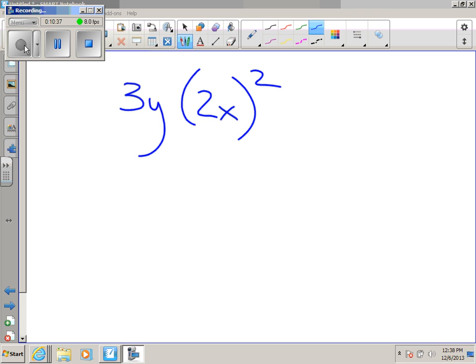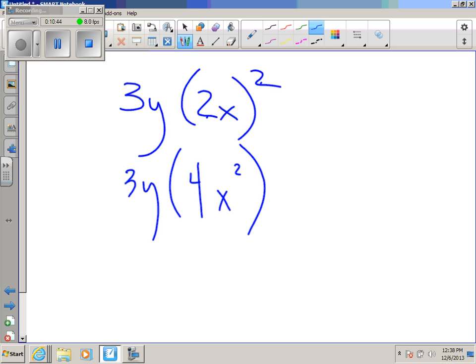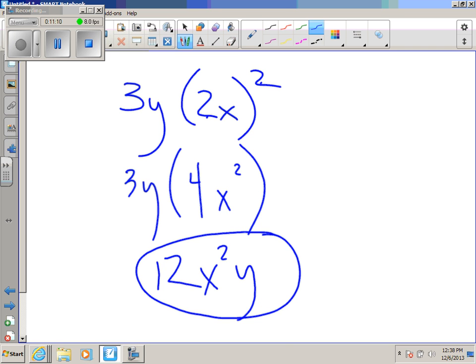Exponents. 2 squared is what? 4 and x squared. Now I'm putting them in parentheses just to kind of separate them so you see what's going on. Now what are we doing? They're right next to each other. Multiplying. Okay? So 3y times a 4x squared. 3 times 4, 12. Are there any other y's to multiply to? So x squared y is where we finish. Yes, Miss Wilson. Okay.